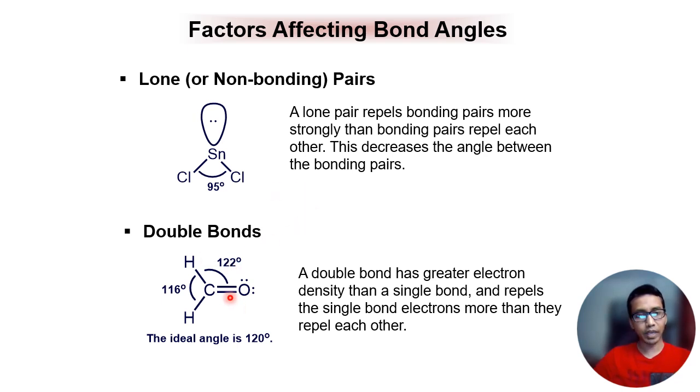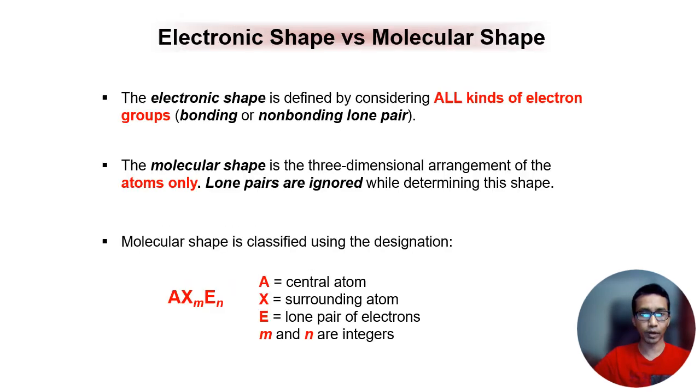For double bonds, instead of a single bond, you have more bonding electrons. Once again, that would cause stronger repulsion, and that's why we see this angle, instead of being 120 degrees, it's 122 degrees, slightly bigger, and it compresses or pushes away the C-H bonds more. So instead of this bond angle being 120 degrees, it's 116 degrees. So we covered all that before.